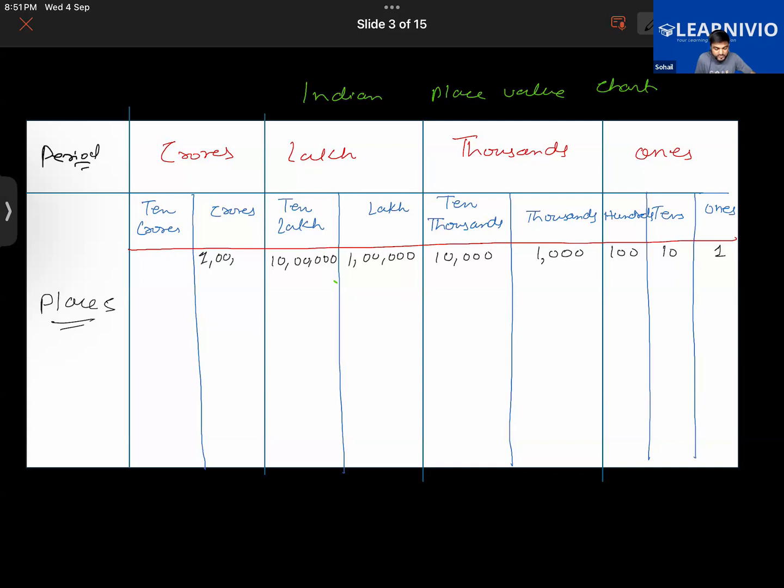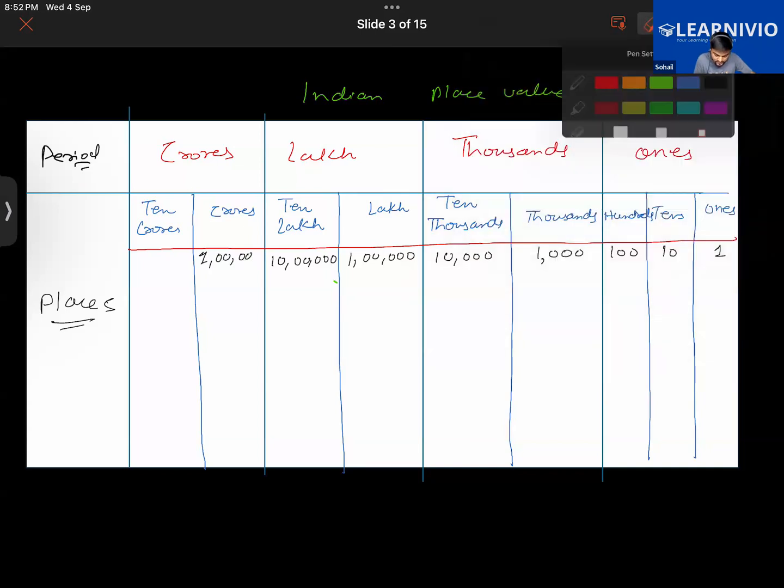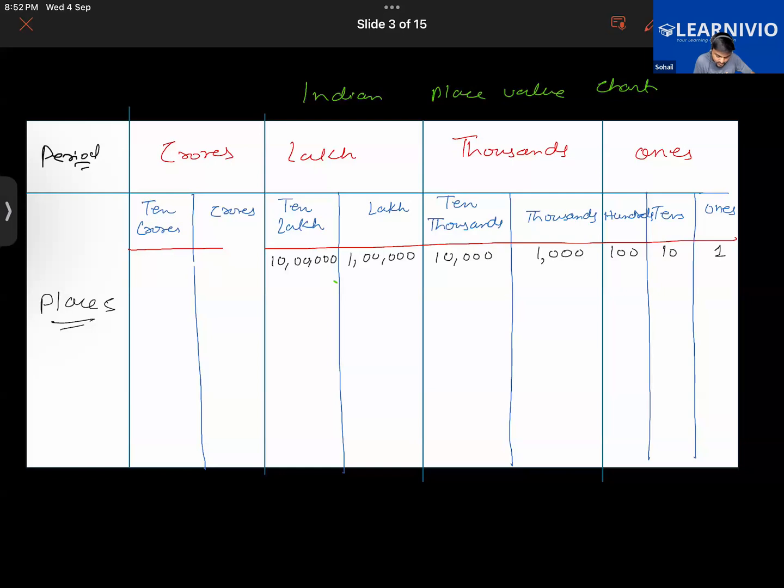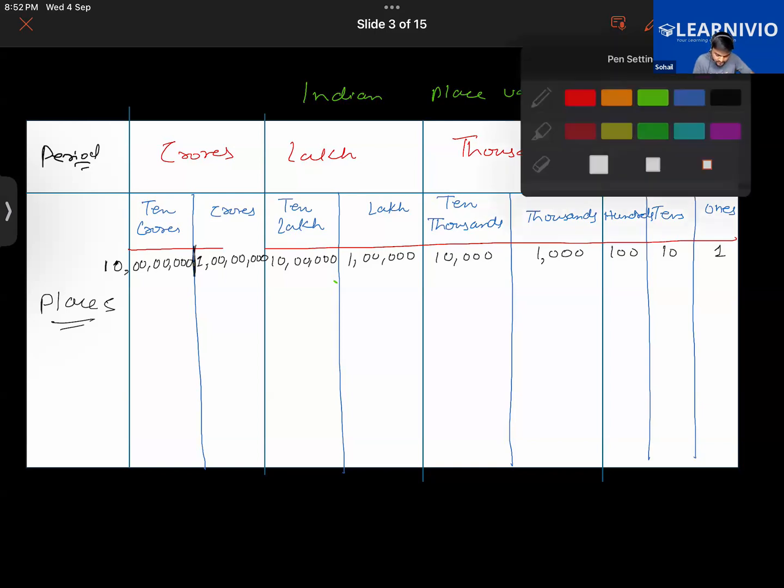1, then 2 zeros, then 2 more zeros, and then 3 zeros. Let me erase it, not sufficient space. 1 comma double zero, 2 more zeros, and then 3 zeros. Then you have 10 crore. I'm writing 1 over here, not sufficient space. 1 0 comma 0 0, 2 zeros, then 3 more zeros. Got this now?